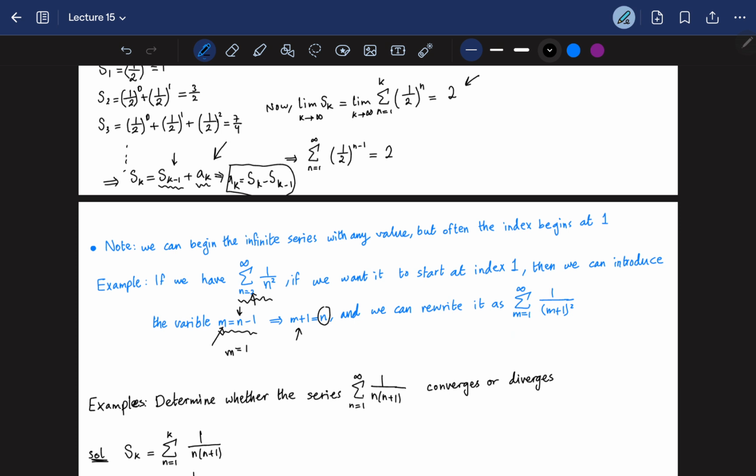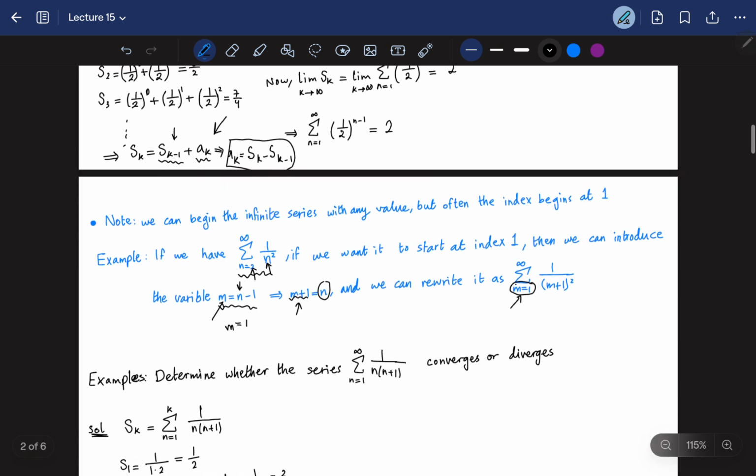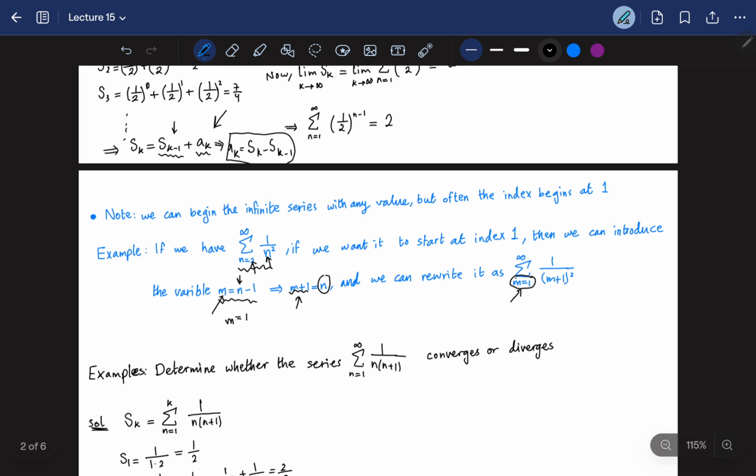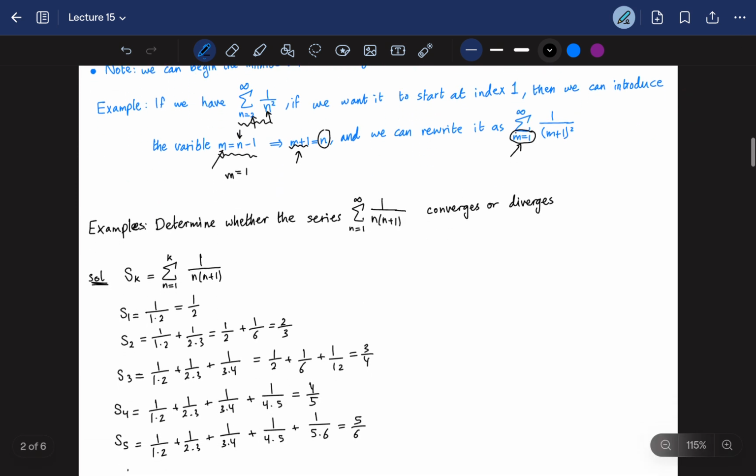So now once you rewrite your series, you're going to have a series that starts at m equals 1 to infinity, and then instead of having n squared, you're going to have (m plus 1) squared. And the variable names do not matter because you can name it whatever. Okay, so let's try this example.